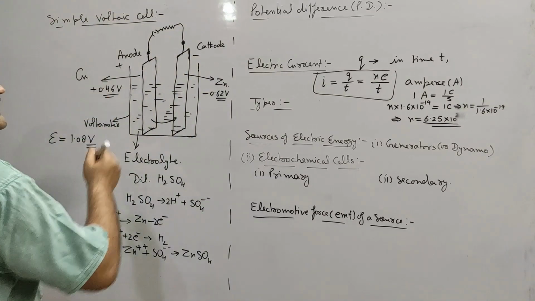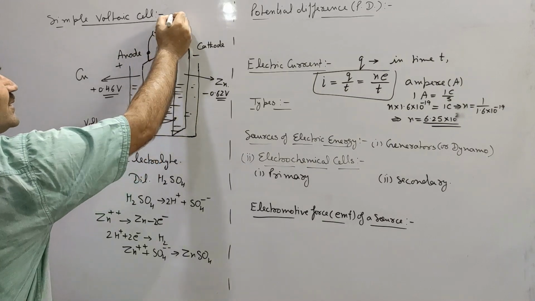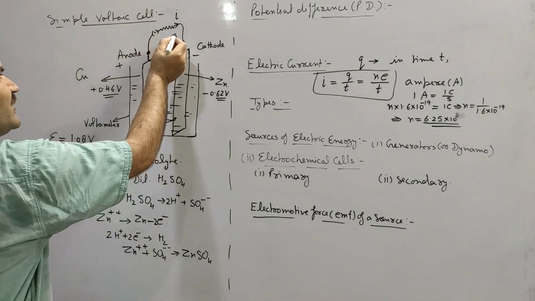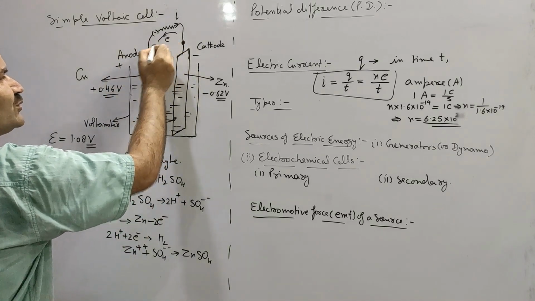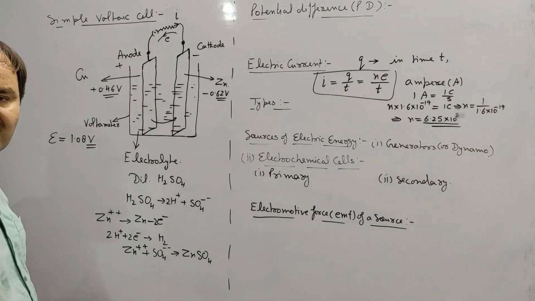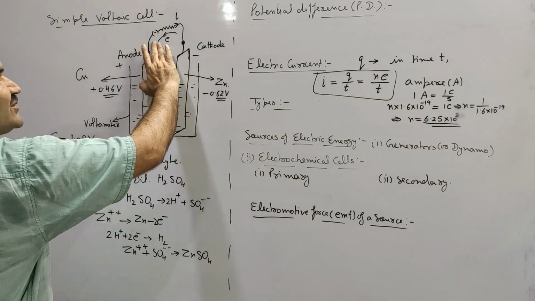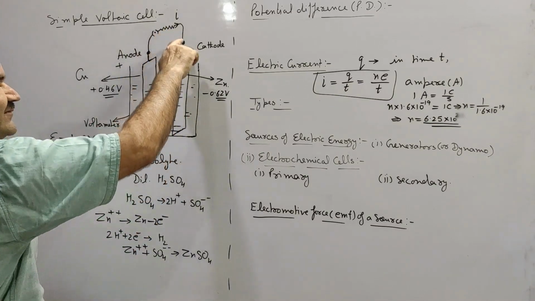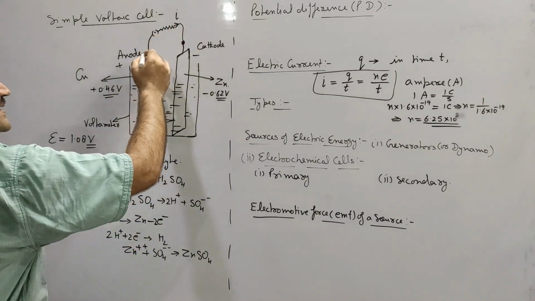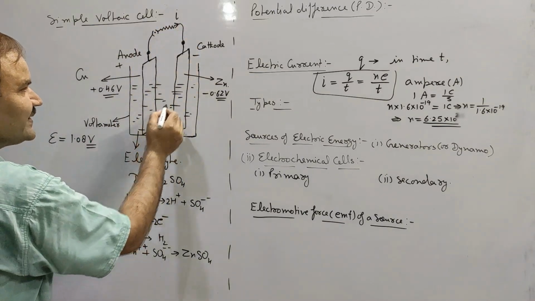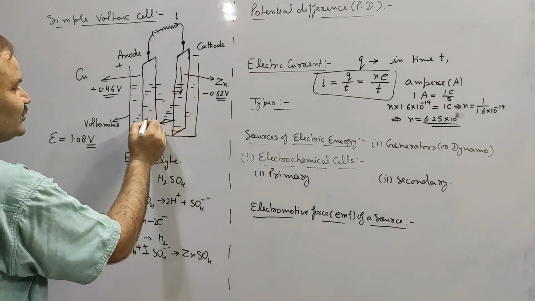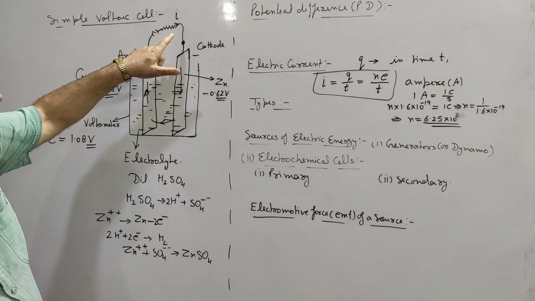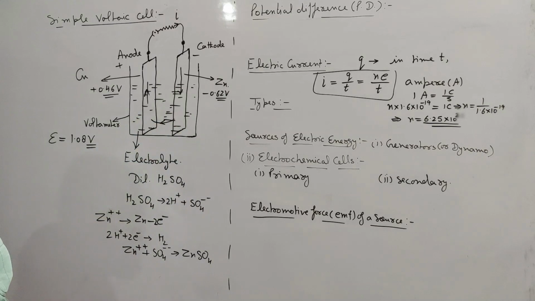So actually conventional current will be flowing from anode to cathode, while electronic current, meaning movement of electrons, will be from cathode to anode. And since we are always concerned with conventional current, electronic current will not be taken into account, and this conventional current will flow in the external circuit from anode to cathode, and in the internal circuit from cathode to anode. Whenever current flows, it flows through the external circuit as well as through the internal circuit.